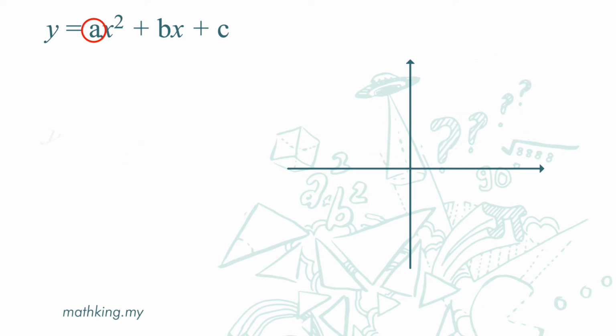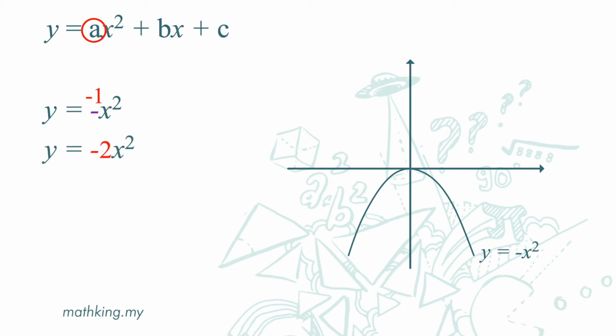If what we have is y equal negative x squared, here a is negative 1. This is the shape of the graph of the quadratic function now. We go through the same process, and we will find that y equal negative 2x squared is going to look like this. And y equal negative 1 over 2x squared is going to look like this.